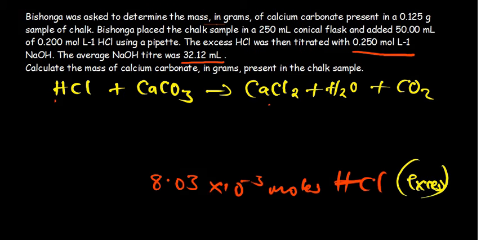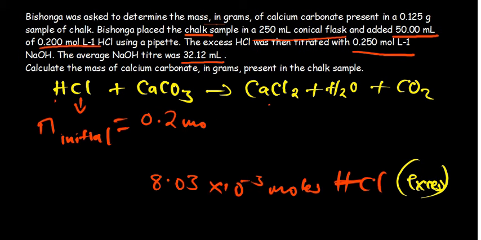Now, if you go to the question, you realize that we were given the information for our initial amount of hydrochloric acid present. Bishonga placed the chalk, which contained the calcium carbonate, in the 250 milliliter conical flask, and then he added 50 milliliters of 0.2 moles per liter hydrochloric acid. So there we are able to see concentration and volume as well. So we should be able to find the initial number of moles of hydrochloric acid that were present in the first reaction. The concentration was given to be 0.2 moles per liter.